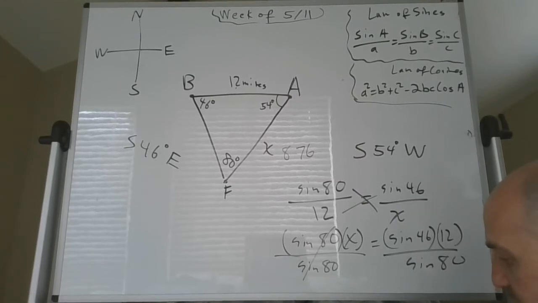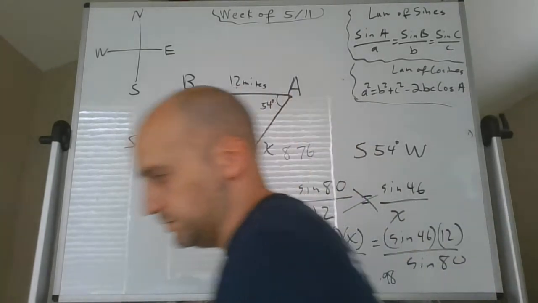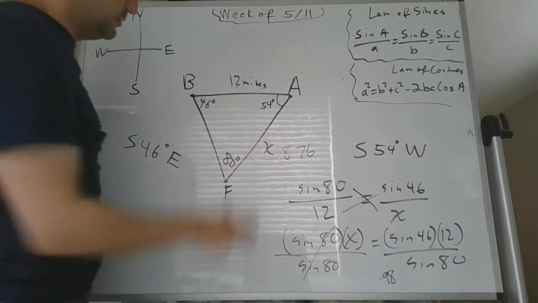Let me just double, triple check here that my calculator did it right. 0.98. Sine of 46, that times 12 is equal to that, divided by 0.98. Yeah, that's correct. I mean, I rounded it a little bit, so this is probably a more accurate answer. But anyways, 8.76, and what is that? Miles.